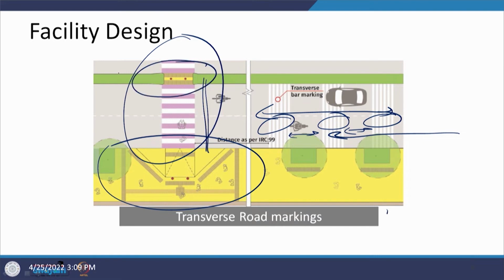You can see another feature here, there is a median and there is a gap in the median, and that gap in the median we have discussed, like 2 meters by 2 meters or 2 meters by 1.2 meters minimum, has to be provided, so that the pedestrian can stand here and look at the traffic which is coming from this direction. As soon as they find a gap, they will cross to the other side.